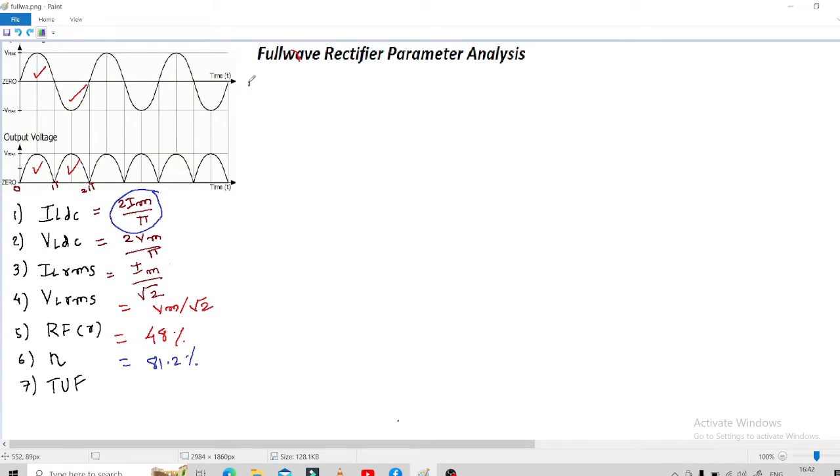Okay, so the next parameter is TUF, that is nothing but the transformer utilization factor, which is nothing but the DC power. Already we have discussed in my last video, that is the DC load power upon the power rating of the transformer secondary.